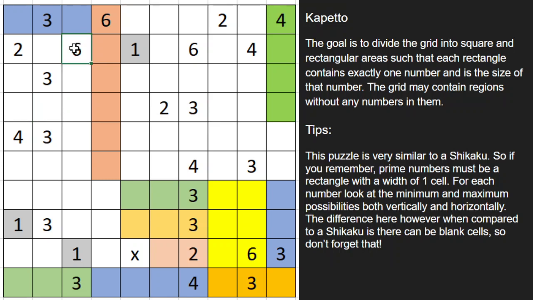And same thing with this 6, right? There's not enough space for it to go to the left or the right or up. It can't be a 2 by 3. There's not enough space to the left or the right. So it has to come all the way down. We can color that in as another shade.